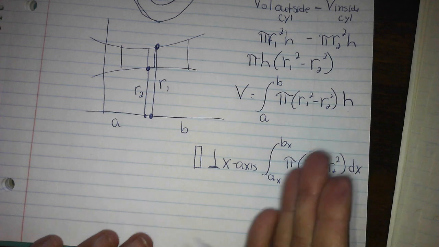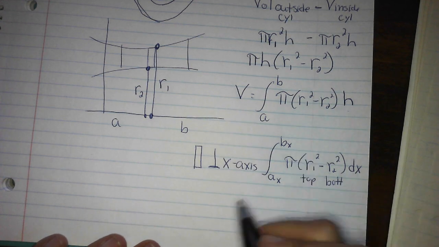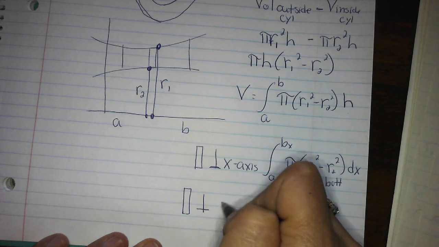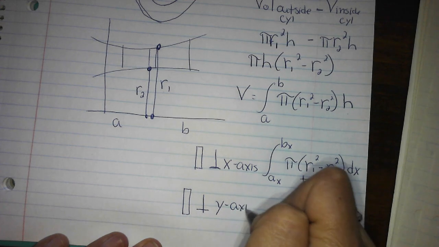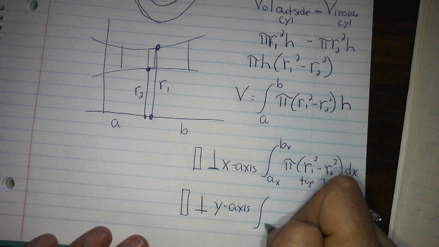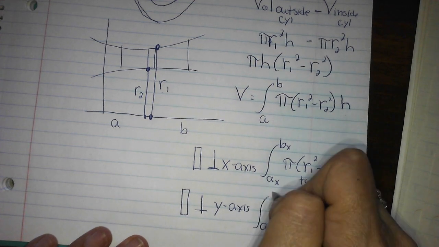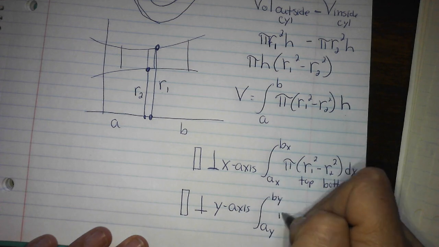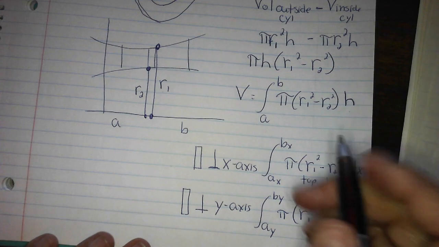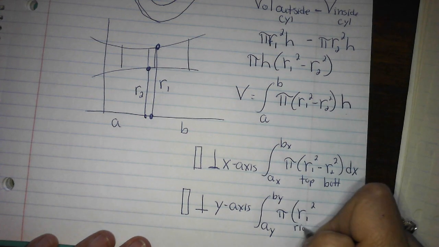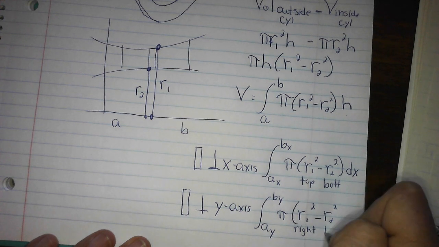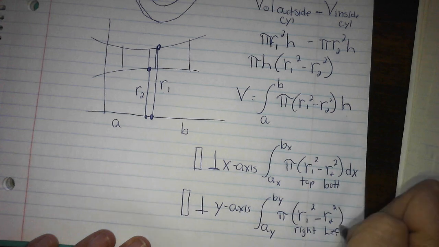Okay, if you're going around the y-axis, so your rectangle is now perpendicular to the y-axis, which means technically it's laying on its side. I could have drawn it that way. Your A has to be the y value. Your B has to be the y value. Your R1 will be the right equation, because that'll be the longest one. Your R2 is going to be your left equation, so right minus left, and then it'll be a dy.